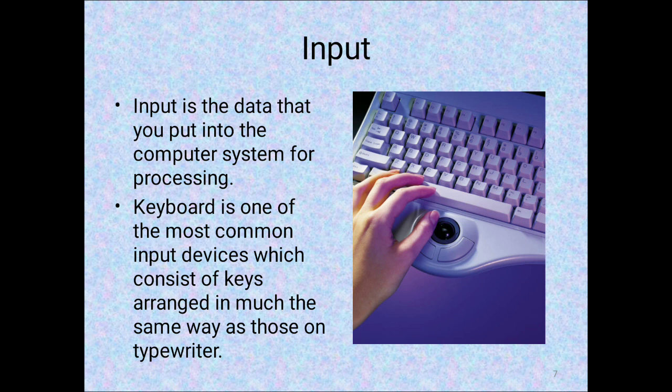Now let's talk about the input device. What is input and an input device? Input is the data that you put into the computer system for processing as a raw material. Raw data which is given to the computer system is known as data. The data are available in the form of figures and facts. Next, the keyboard is one of the most common input devices, which consists of keys arranged in much the same way as those on a typewriter. It is a standard uniform structure of a keyboard which is available throughout the world in the same manner.